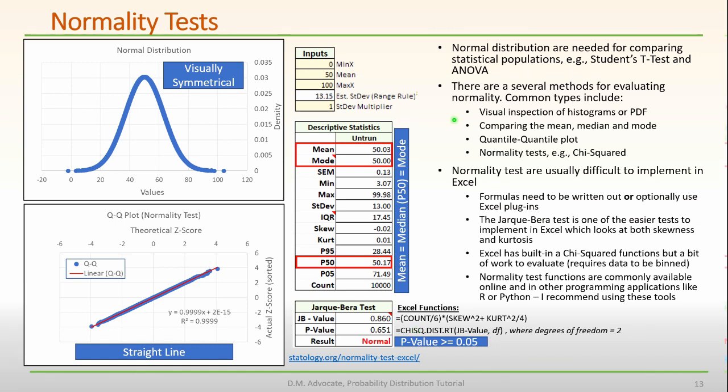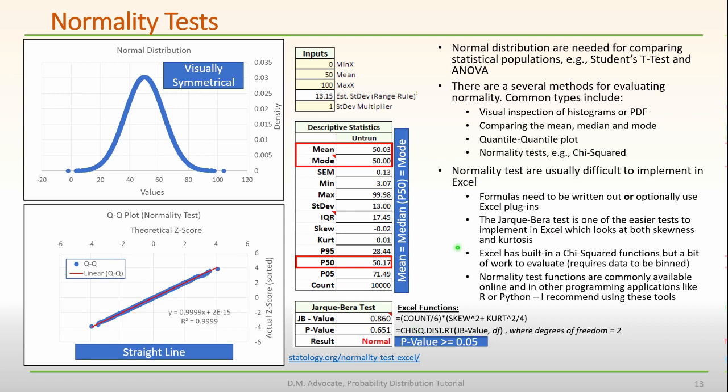In addition to the methods we just looked at, the visual inspection, the comparing of the central tendency and the quantile plot, there are 6 or 7 advanced normality tests that can also be used, but they're difficult to implement in Excel because they have long formulas that need to be written out, or optionally you can use Excel plugins, which are much easier. One of the easier tools to implement is the Jarque-Bera test, which looks at both skewness and kurtosis. I've shown an example here and the formulas that you can use in Excel.